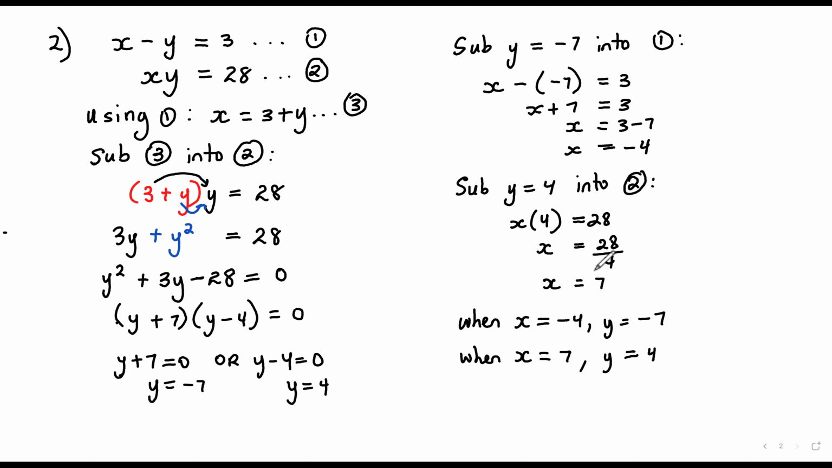That's the second one. And if you were to plot these two lines on a graph, that would be a solution as well, right? You would have the two points of intersection as negative 4 and negative 7, and then you'll have 7 and 4 as your points of intersection.